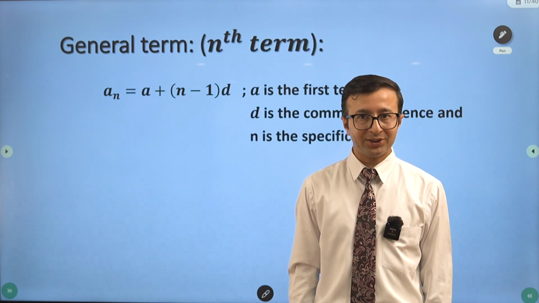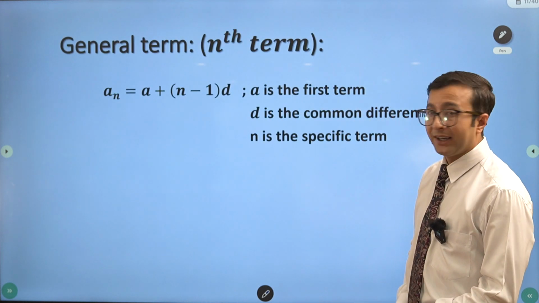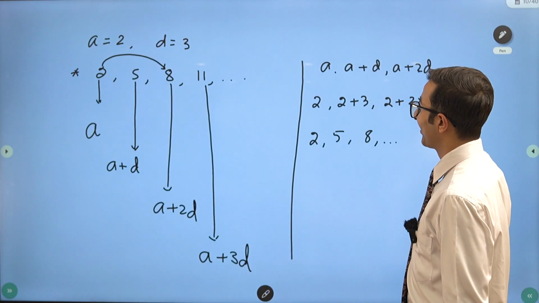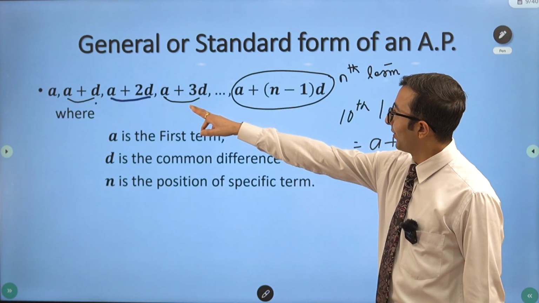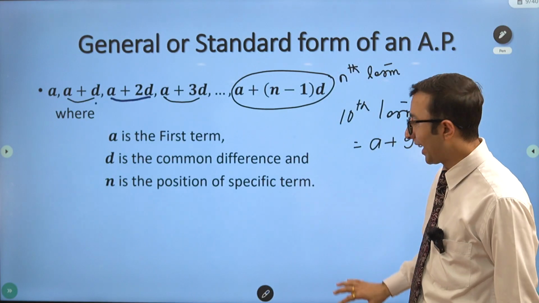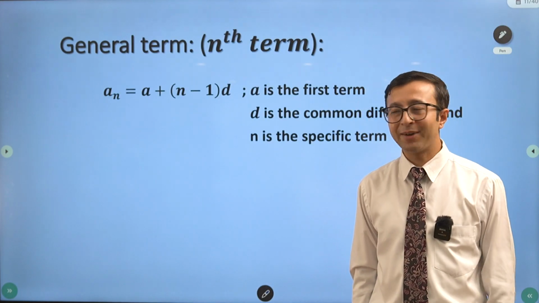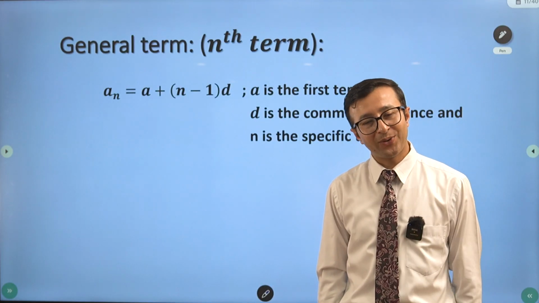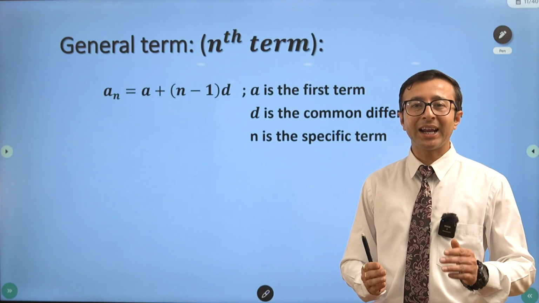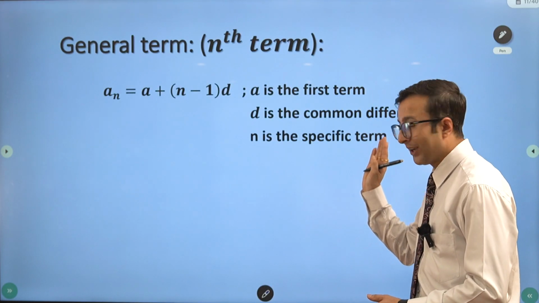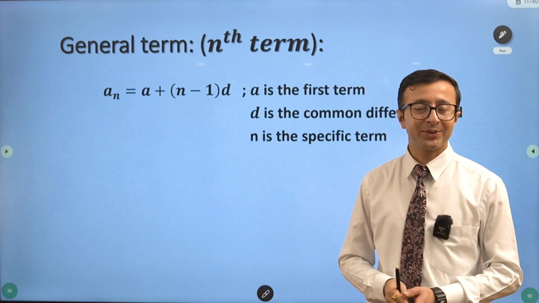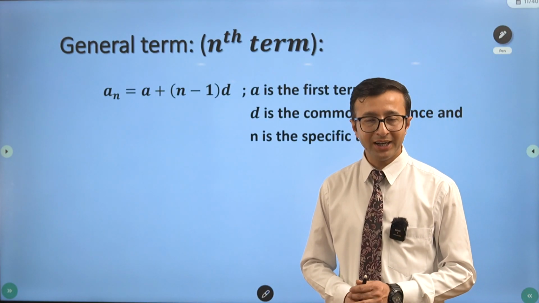Now next, general term. General term means the nth term that we used to say in an AP, that we already have seen the formula. Just look here, I have explained to you. By looking from the first, this gives your nth term. So the formula to find the nth term is a plus (n minus 1)d, where a represents the first term, d is the common difference, and n is the specific term, or we used to say the number of terms in an AP.